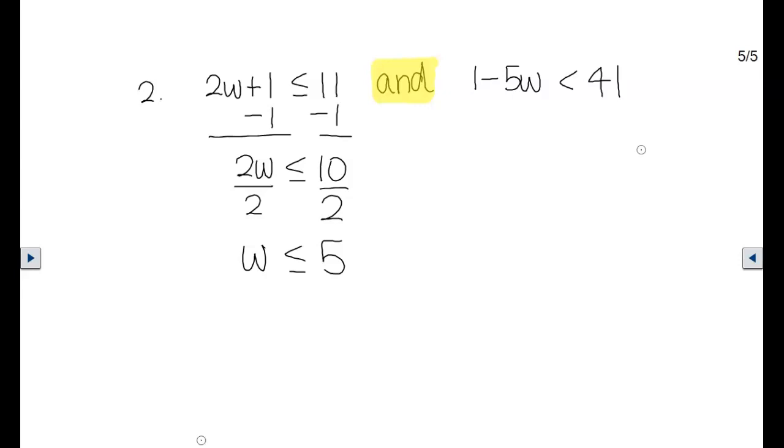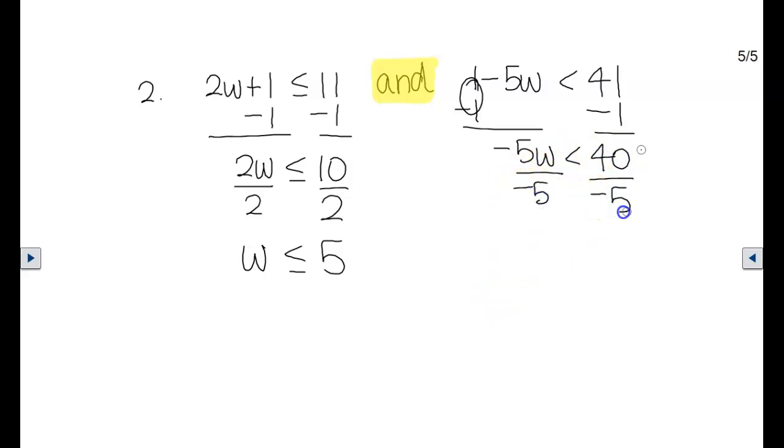All right, over to the other one. To solve for w, we first need to get negative 5w alone. So we'll subtract 1 on both sides to make that happen. We get negative 5w is less than 40. We divide both sides by negative 5. Because we are dividing by a negative, we do flip the inequality. And it's going to be w is greater than negative 8.